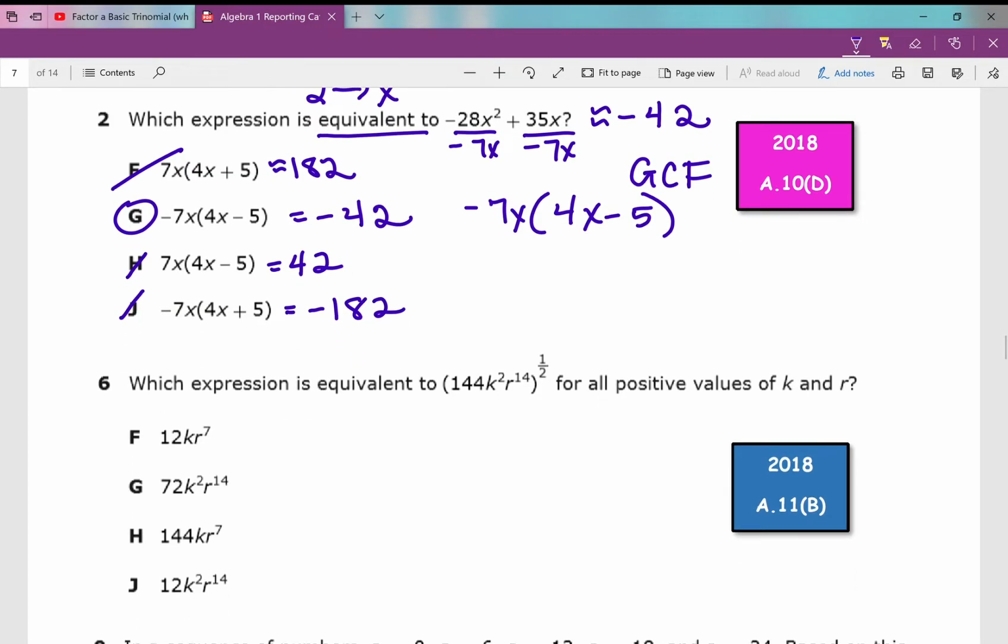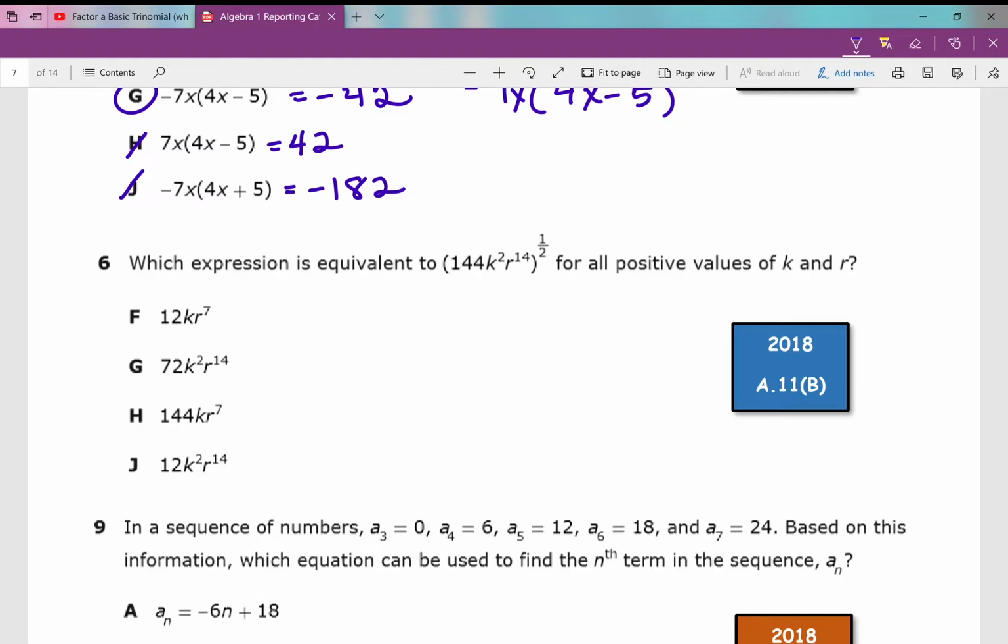Moving on, number 6. This little box over here tells you the TEK that it's referring to. It really helps teachers out, but it doesn't really mean anything to students. So number 6: which expression is equivalent to? Well, there we go, we have another equivalent problem. In my problem, I have 2 different variables. I have a K and I have an R.